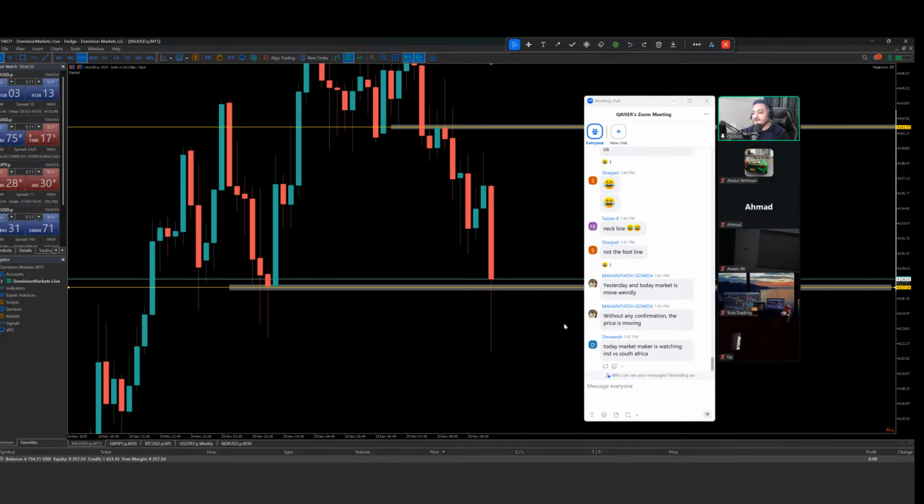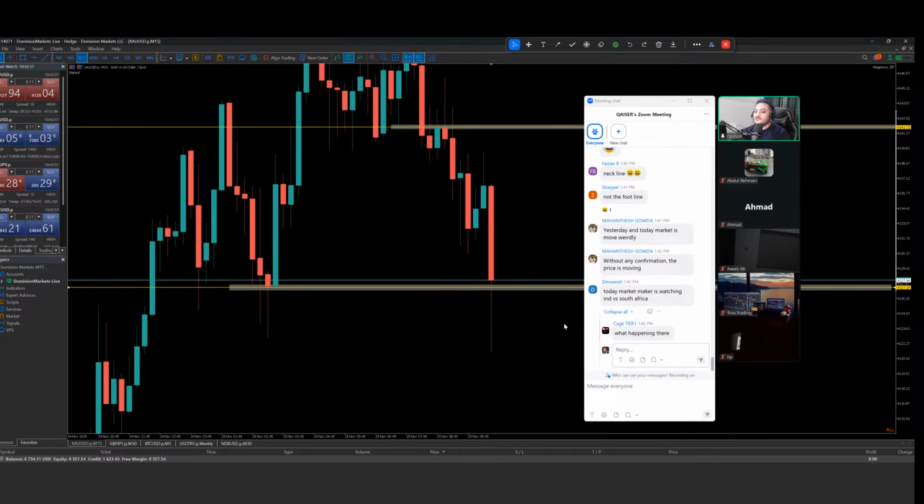So it's a part of the game actually. Sometimes you will get big moves. Sometimes you will only get 15 to 20 pips. You just need to adapt to the market.